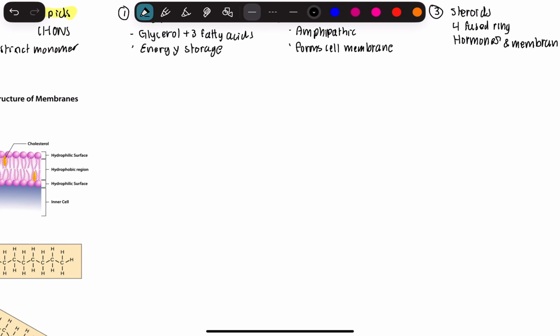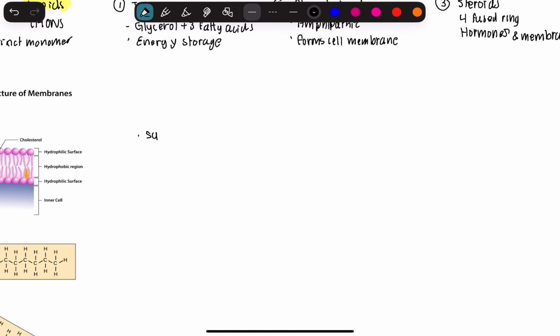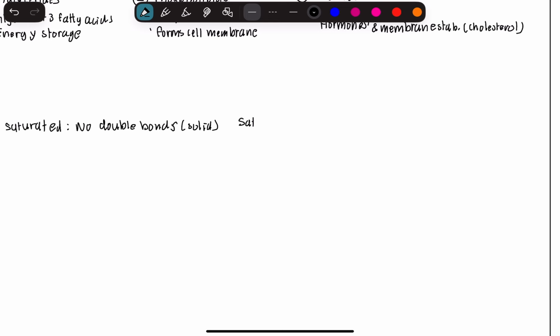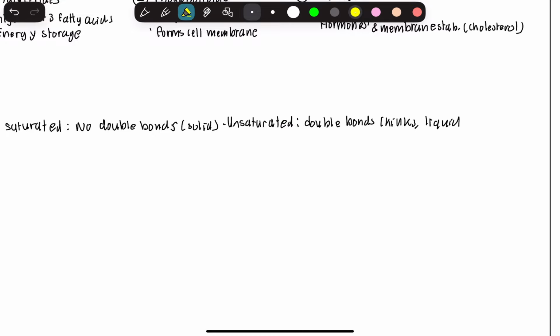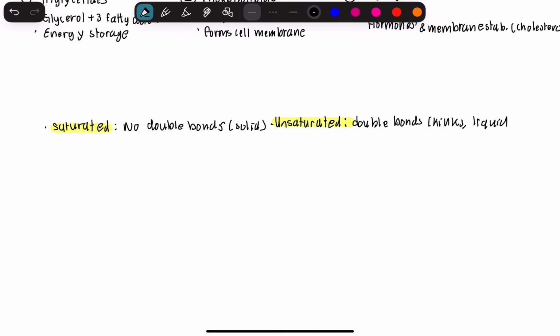A key thing that you really have to know about lipids is the difference between saturated and unsaturated. Saturated means you have no double bonds, and this is usually going to be a solid at room temperature. On the other hand, unsaturated is when you have double bonds. When you have double bonds, this will create kinks and also liquid. I meant to say unsaturated, not saturated.